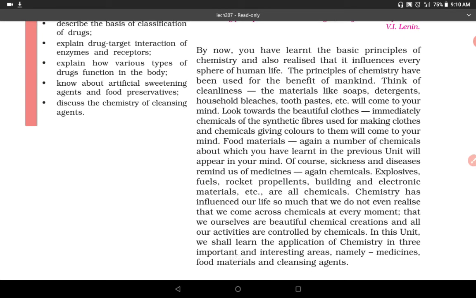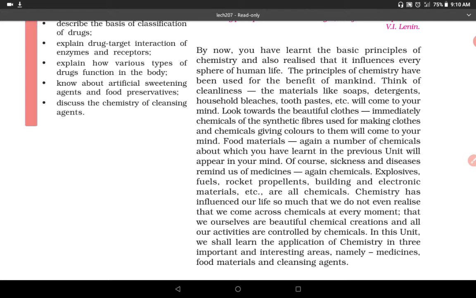By now, you have learned the basic principles of chemistry and also realized that it influences every sphere of human life. It means chemistry is used all over the world. Humans are also composed of chemistry, so we have to learn about it. The principles of chemistry have been used for the benefit of mankind. Actually, chemistry was established to benefit mankind.